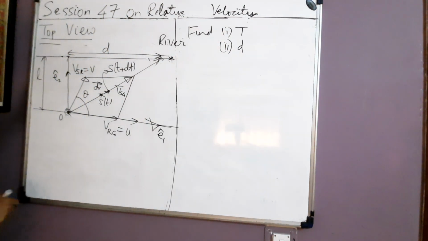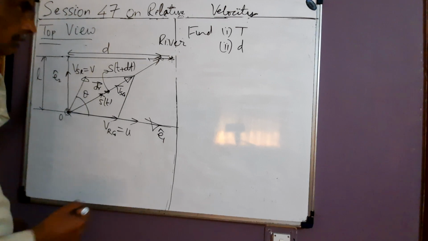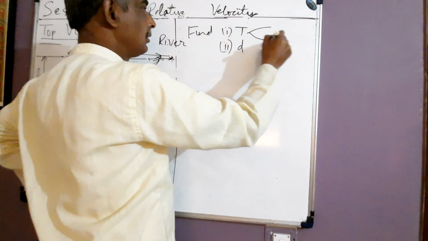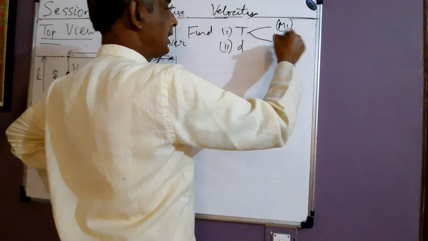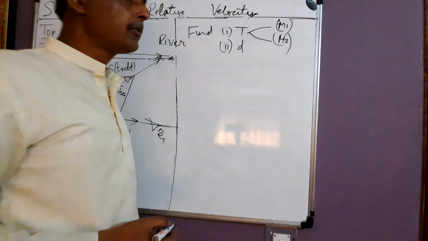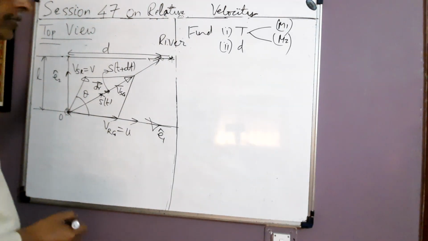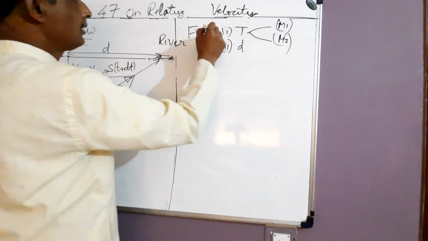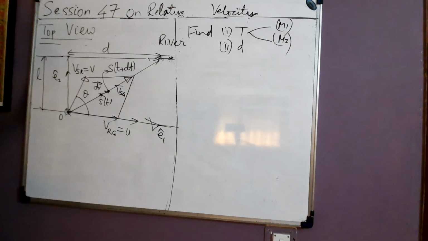Alright. So to find T, there are two methods, method 1 (M1) and method 2 (M2). Alright. There are two different methods for finding the value of capital T. Now how to find T by method 1 and method 2? That is the question. Alright.